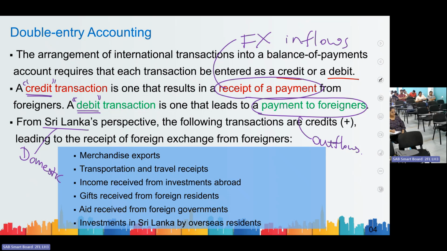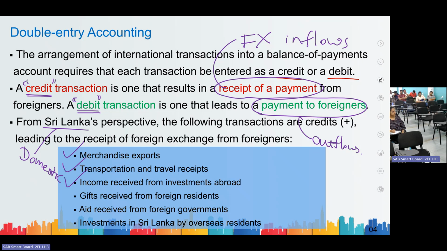Merchandise exports. When we export something abroad, we receive a payment for that. So it's an inflow. Transportation and travel receipts. When a Sri Lankan airline provides service to foreigners, foreigners have to pay in foreign exchange to Sri Lanka. So that is also a receipt of foreign exchange, an inflow of foreign exchange. Income received from investments abroad. When a Sri Lankan investor invests abroad, there will be an interest payment for the Sri Lankan investor. That is also an inflow. So it's a credit transaction.